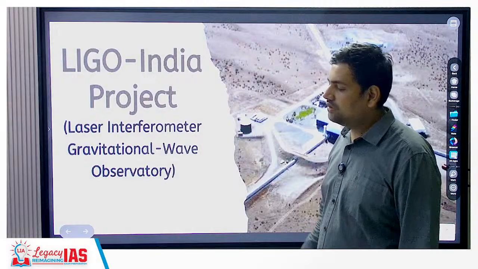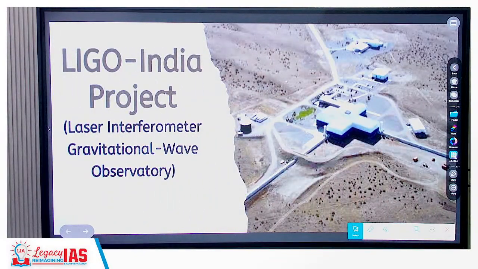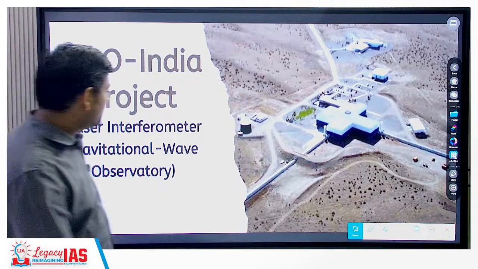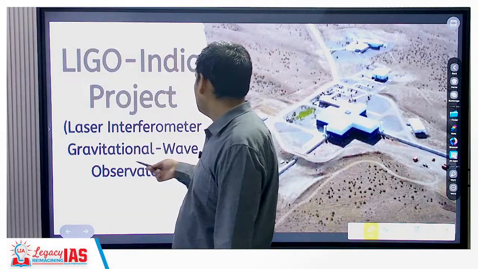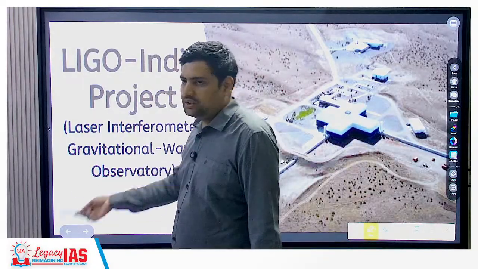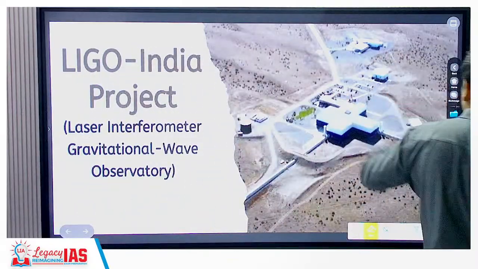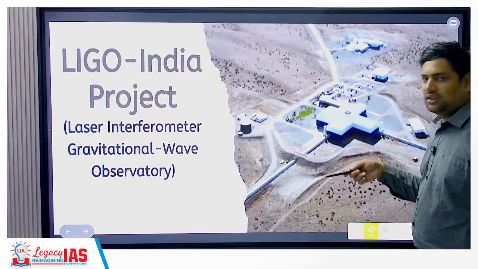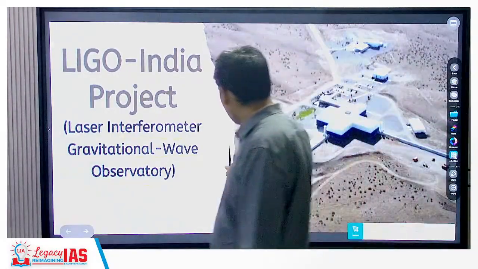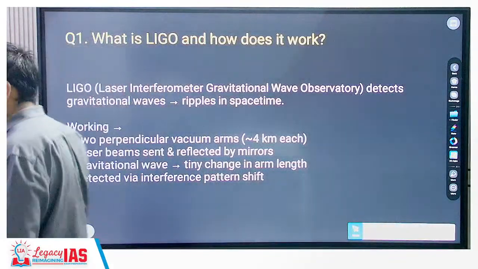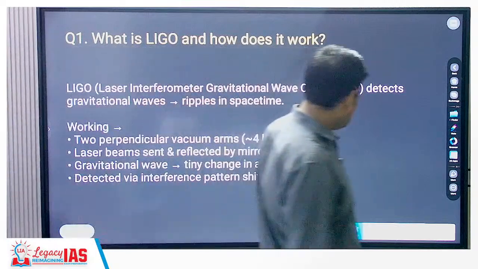Then we come to the LIGO India project. Okay, so what is this? See, the LIGO India project, this is the Laser Interferometer Gravitational-Wave Observatory. See how it works. As you can see, this is the structure of this LIGO observatory. What they do is try to understand gravitational waves using interference of waves. Now understand how it works.